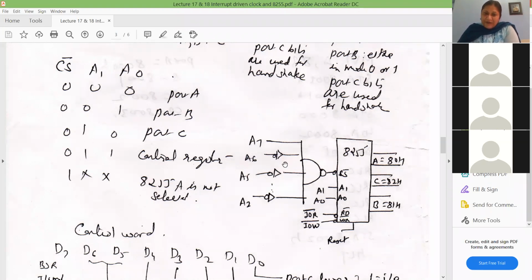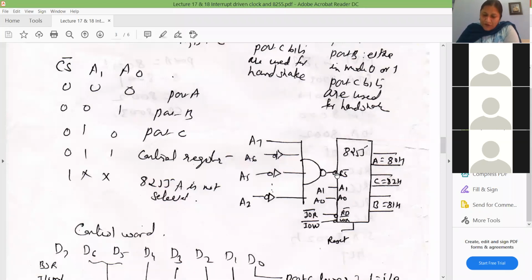So if I'm talking about input output mode, then only the lower address bus is used. A0, A1 is already used here, tied up with A0, A1 of 8255. Now what I have done, A2 is connected with the inverting input buffer. So inverted input is there. This is also connected with an inverting input buffer, and this is connected directly.